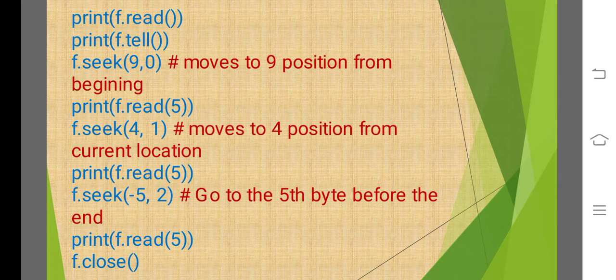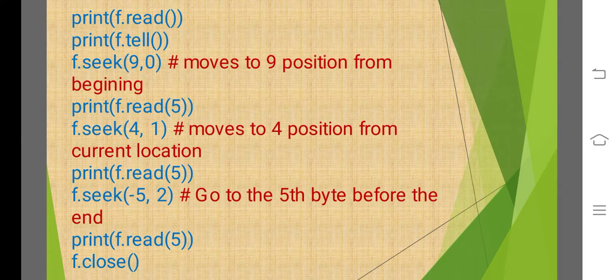Print f.read. Again it reads. Read means after the 7th character it will read whatever is remaining. Then f.tell again tells the last position, because the read function reads the complete content of the file. That means the tell position pointer comes to the end.